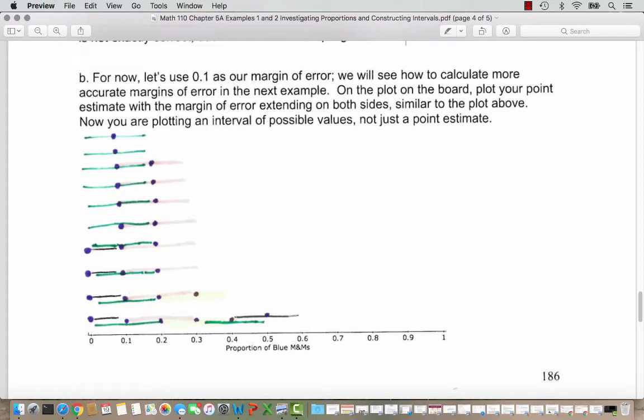So what we're saying is if you picked 2 out of 10 blue M&Ms at random, you would predict that the range of possible values for the true population proportion of blue M&Ms could be anywhere between 0.1, 1 out of 10, up to 0.3, 3 out of 10. So instead of giving a single point estimate, you are giving a range of values.